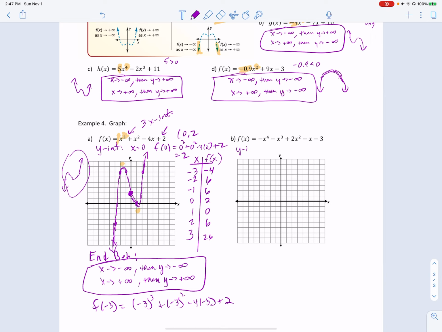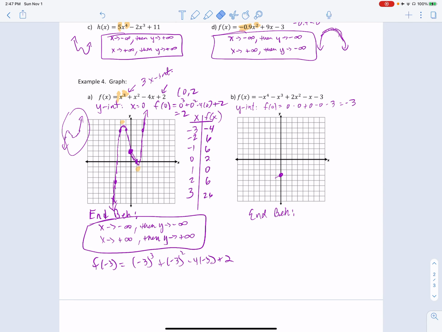And so anyway, there is a sketch of the graph. All right, so in part B, we want to find the y-intercept, which is going to be when x is 0. You get 0 minus 0 plus 0 minus 0 minus 3, which is -3. And so that y-intercept is -3. And then end behavior. Identify it. This is of even degree, but it's negative. So that tells me that both ends are down.